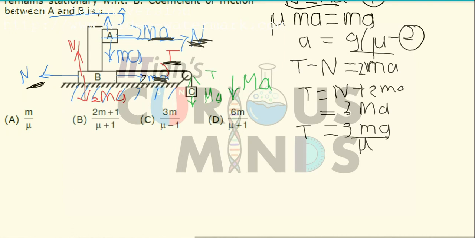So the value of tension we have got. Let us calculate the forces on block C. Block C is going in the downward direction, so Mg should be greater than the tension force. So Mg minus the tension force should be equal to Ma.